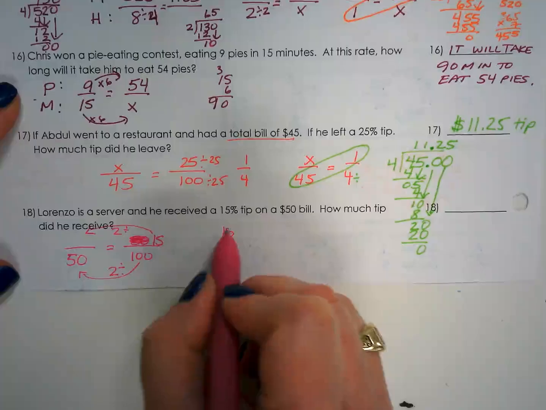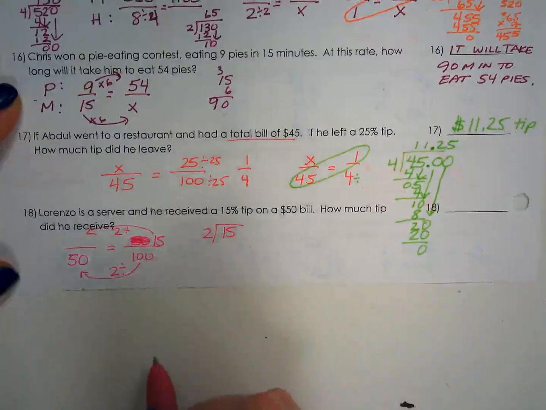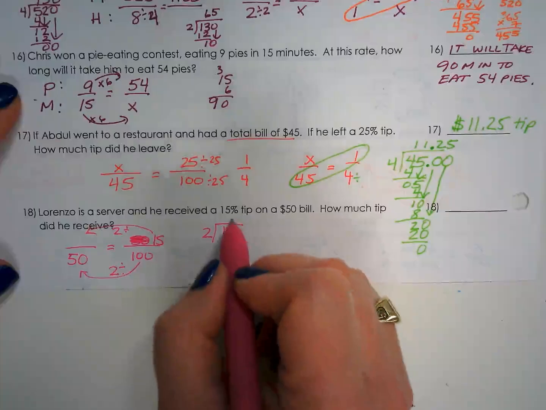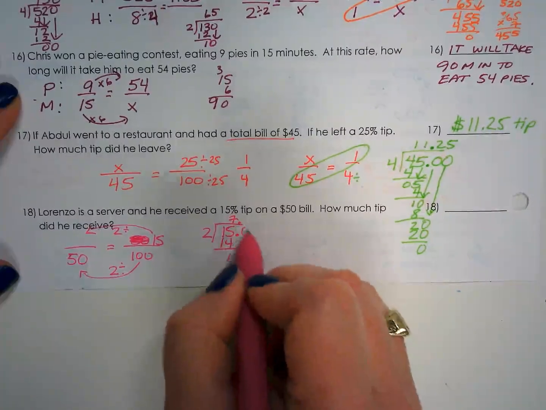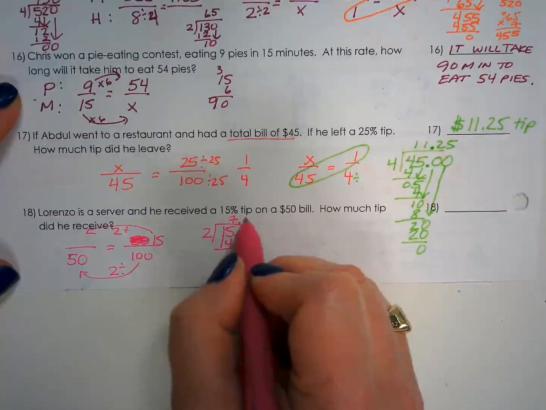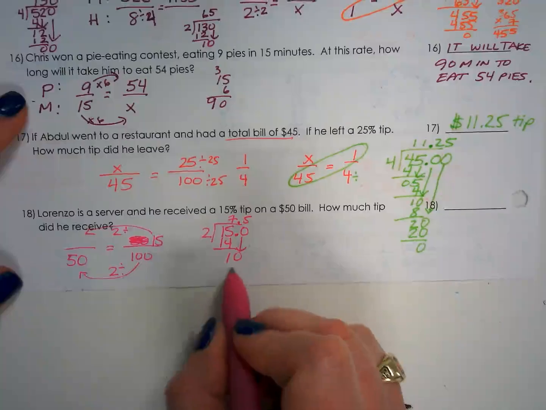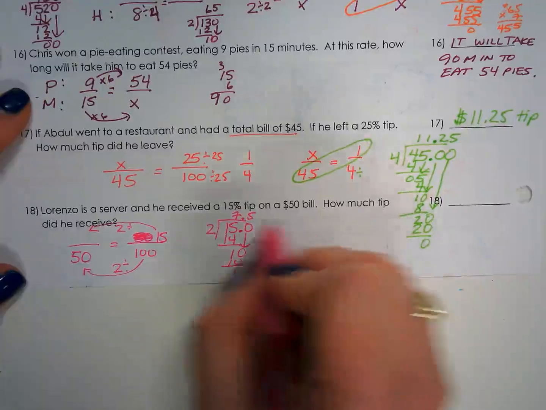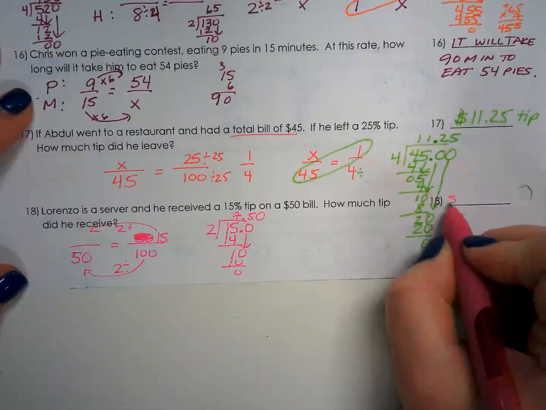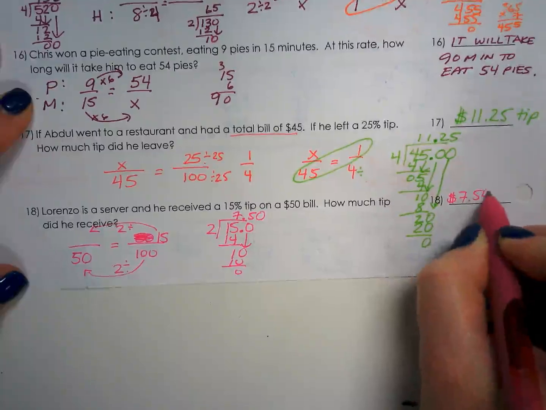And just because 15 isn't even doesn't mean we can't divide by 2. 2 goes into 15 7 times. And then to keep going, again, add a decimal and a 0. Now, because this is money, I can't just stop there. I need to make sure that this is money. So we're going to put a 0 placeholder. So it will be a $7.50 tip.